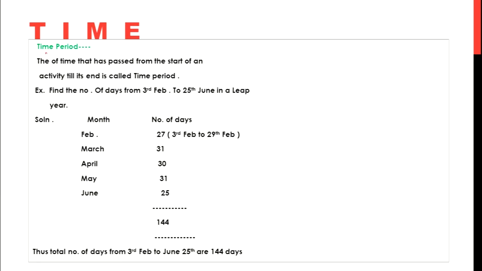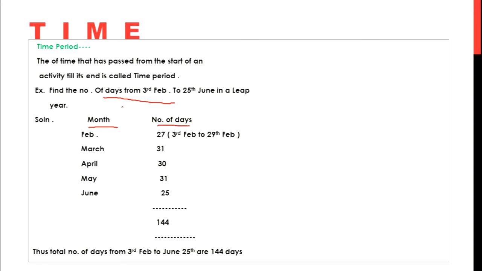Now if we want to know the time period of an event, we illustrate it with an example. Find the number of days from 3rd February to 25th June in a leap year. This is the illustrative example. Now how will you find out a time period between two different dates? You can do it like this, students: you keep the month on one side and the number of days on the other side.